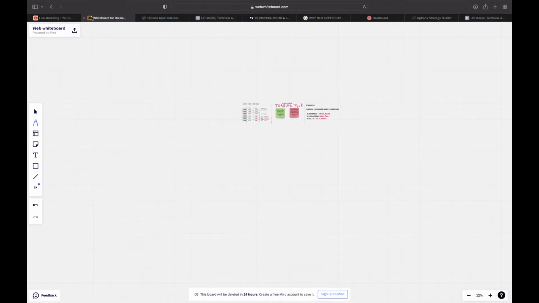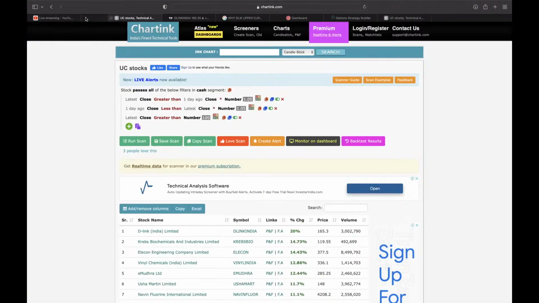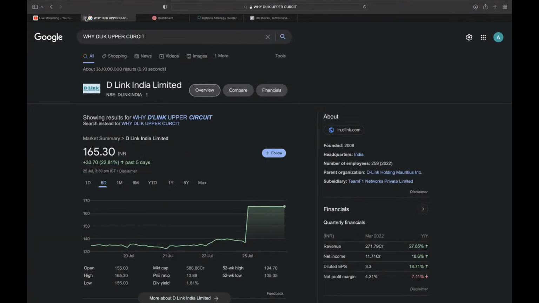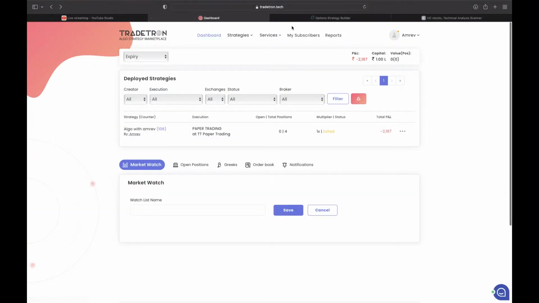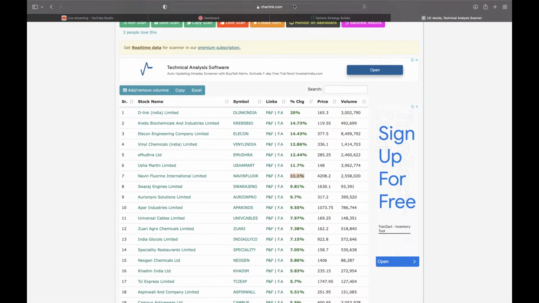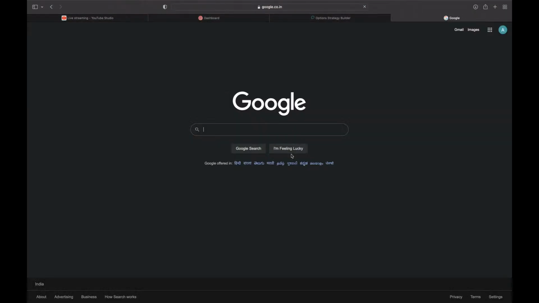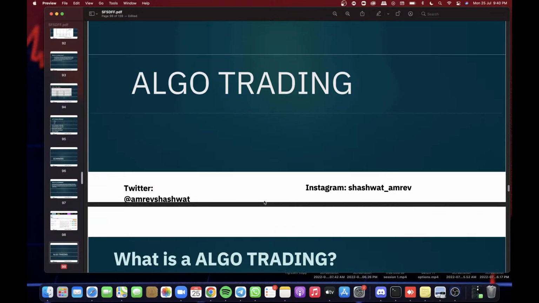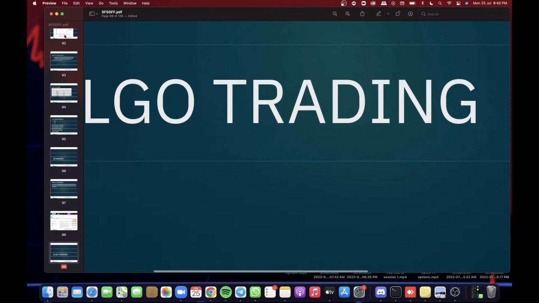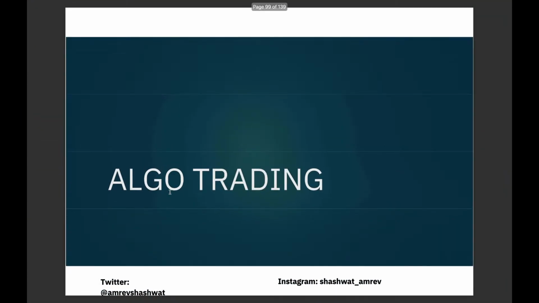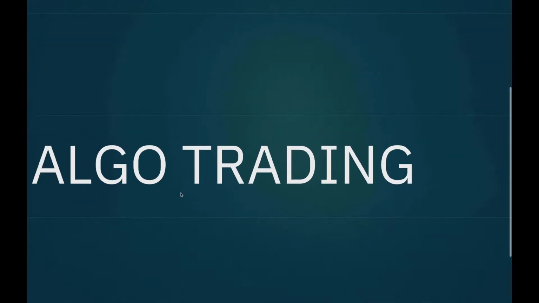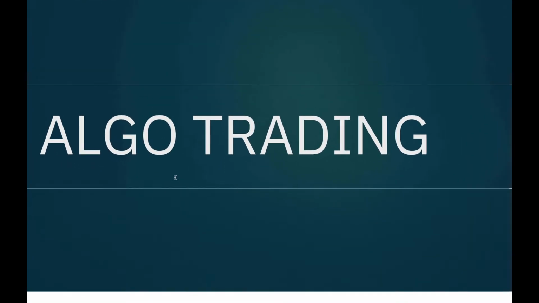Now we are going to learn something about algo trading. Okay. So guys, what actually is algo trading? Let me teach you first. Algo trading is nothing but giving a set of rules to the computers.